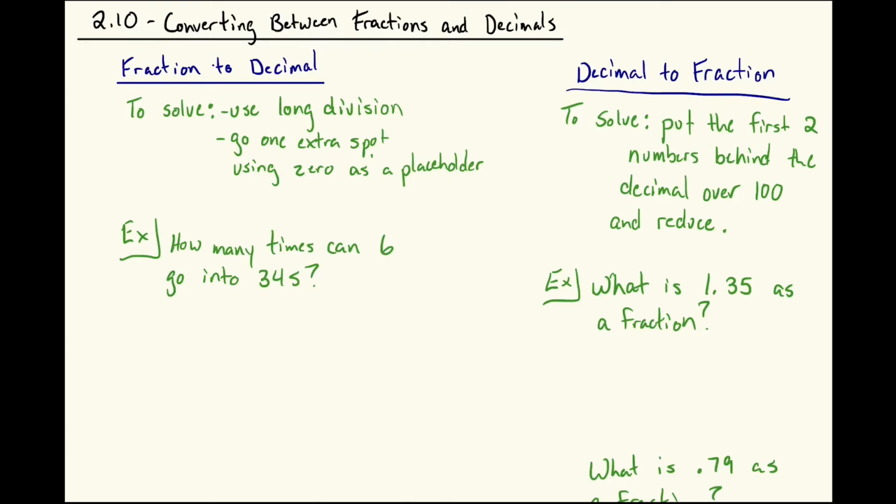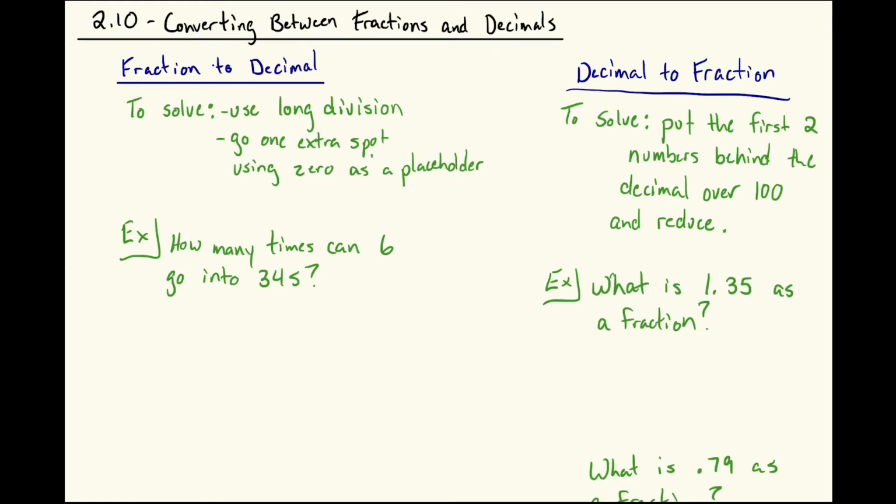The first thing that we're going to look at is on the left-hand side of the screen. That is converting from a fraction to a decimal. So to solve this, we are going to use long division. We are going to go one extra spot using 0 as a placeholder. Previously in long division, once we got to the end of the number, we stopped, and we wrote things as a remainder, or we wrote it as a fraction. To actually solve things out that way, we're going to use a decimal point, go an extra spot, and go from there.